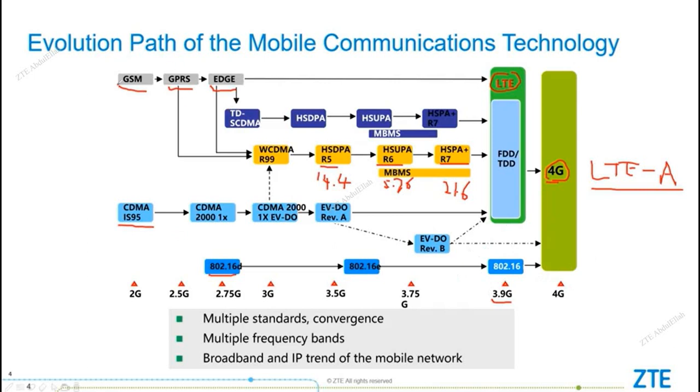So this is the first path, from GSM to 4G. And the second path is the CDMA system. The CDMA system is widely used in some North American countries. And the third path is from 802.16d to 4G. What's this? Actually, this is WiMAX. But WiMAX only has a TDD system, while for LTE we have FDD and TDD. Okay, so this is the evolution path of mobile communication technology.